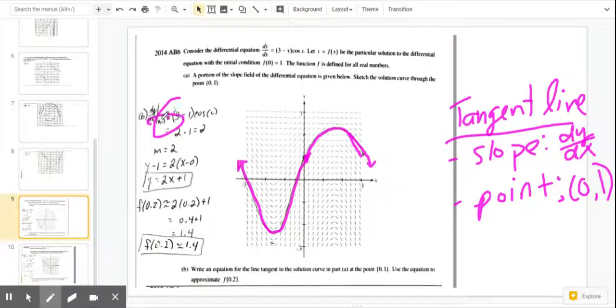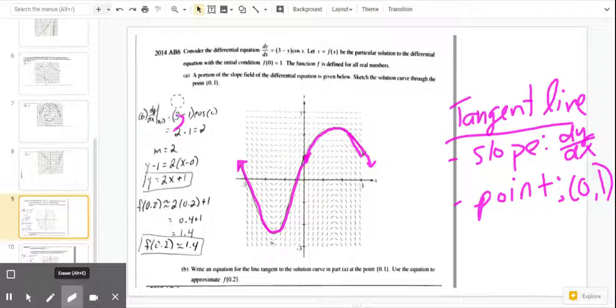So up here, that's exactly what I'm doing. So we have dy dx at (0, 1).